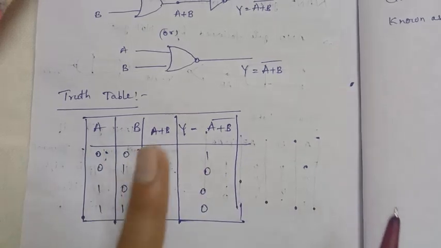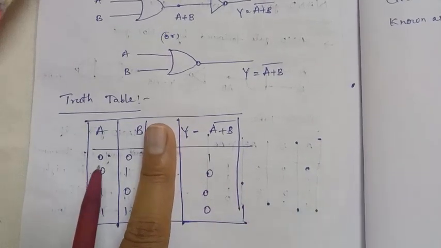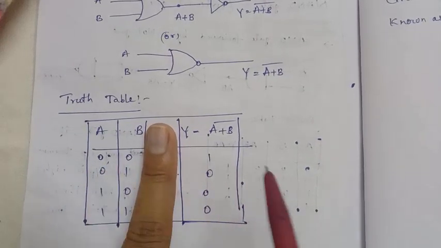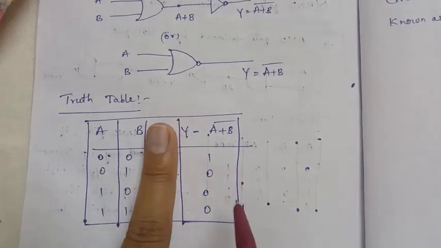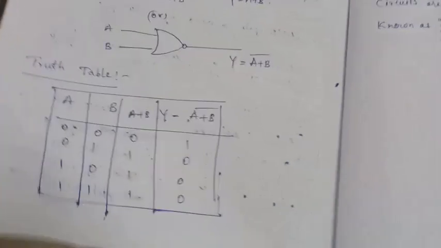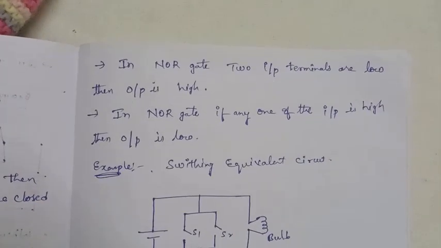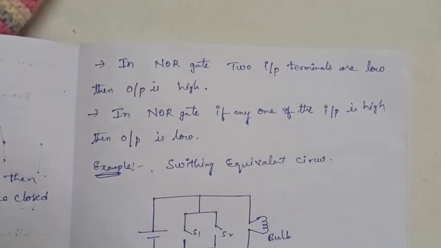So from this what you understood, if the two inputs are low, then output is high. If any input is high, then output is low. Okay, if two inputs are low, then output is high in NOR gate. In NOR gate, if any one of the input is high, then output is low.